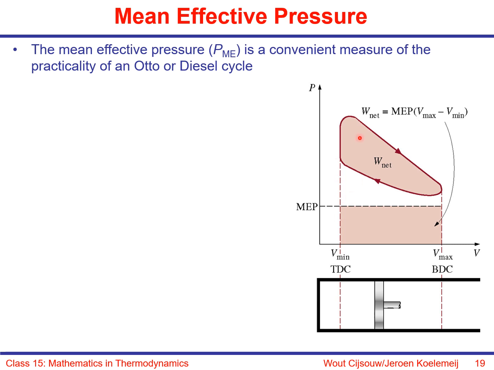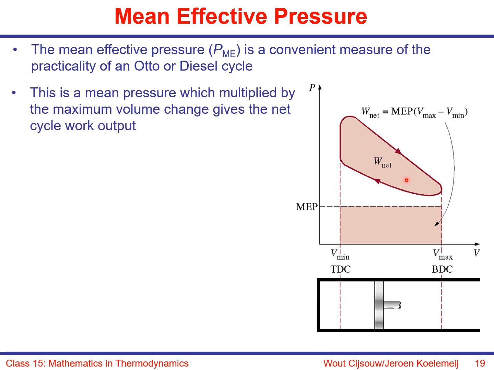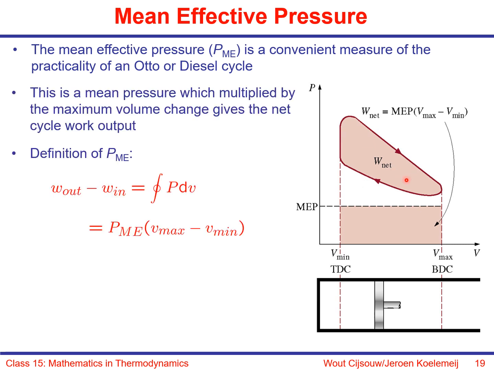And there is a work that comes out of the engine. That's the enclosed area here. And we can choose the mean effective pressure such that the area enclosed here between V min and V max and between 0 and the mean effective pressure equals the area inside the cycle. So mathematically, you would cast it in this form.